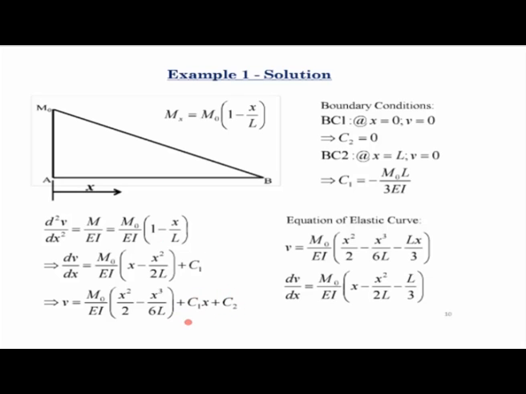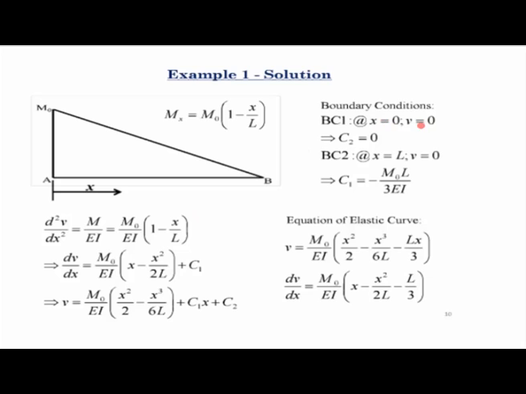Whenever you try to get the deflection function of a beam using the double integration method, you will always encounter these constants of integration, which you have to solve using the boundary conditions. Now for the boundary conditions of this beam, it was a simply supported beam, so the deflections at both ends should be zero.